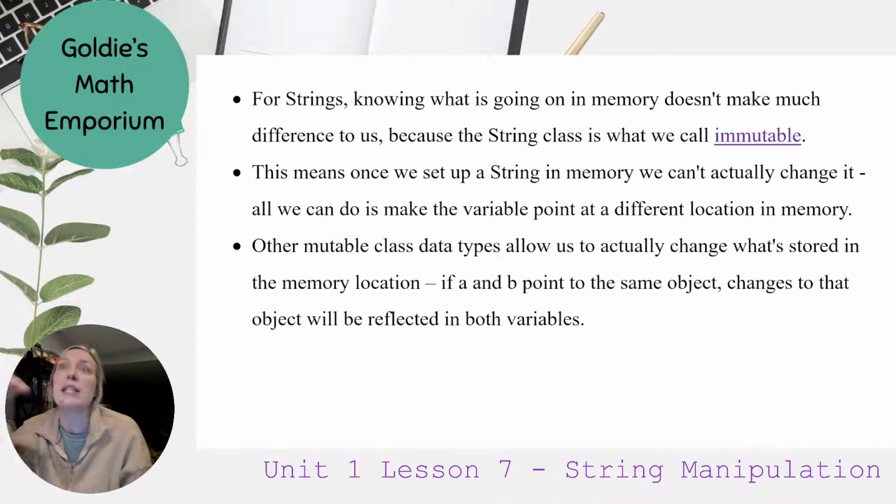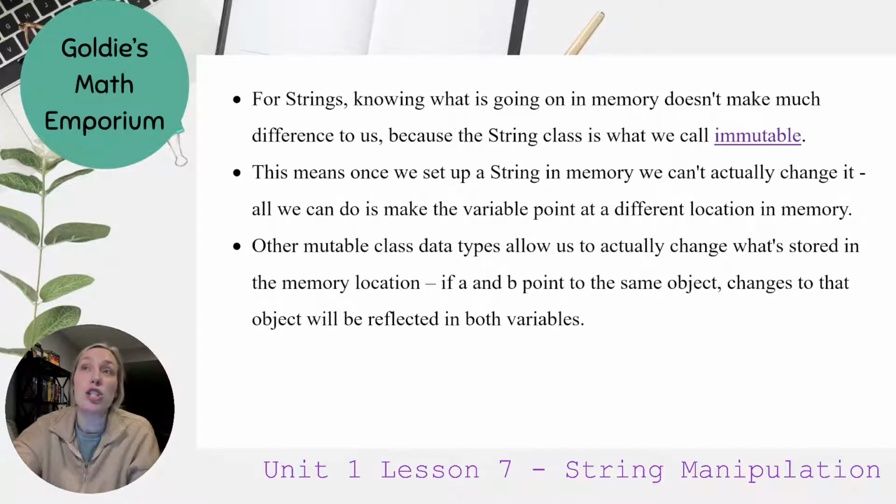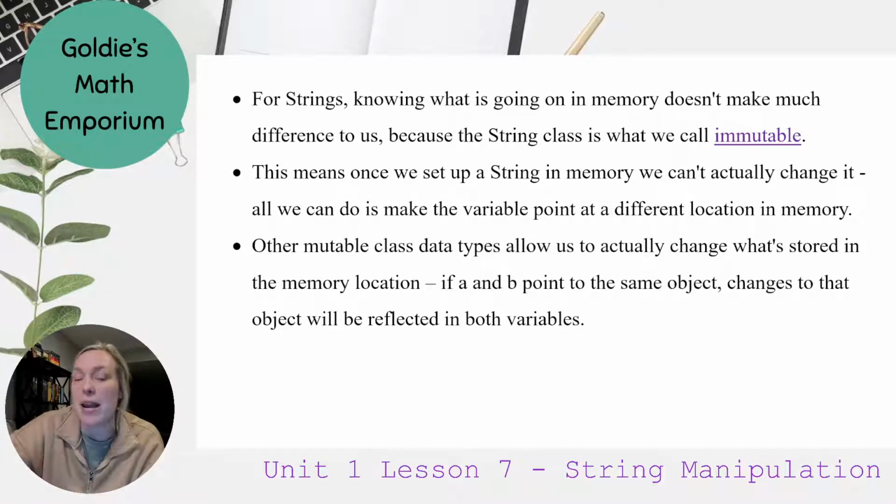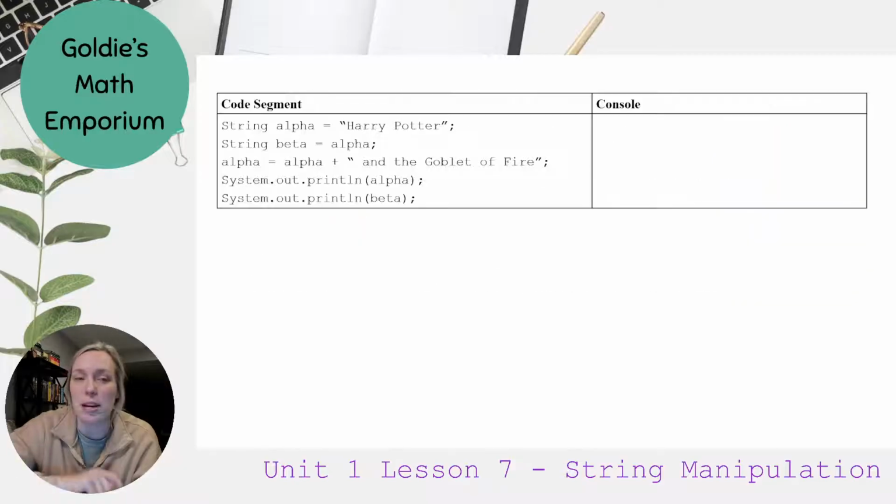Not that we have to worry about security in this class particularly, but they're immutable to make them secure, essentially. Other mutable class data types like our dog allow us to change what's actually stored in that memory location. Like I just showed you with Mila and Fido. Those mutable class data types, we can change where their memory address actually points. So that if they point to the same object like they were doing in my example, changes to that object will be reflected in both variables, which is something we've got to look out for and something we will definitely learn more about and practice with in Unit 3. Okay.